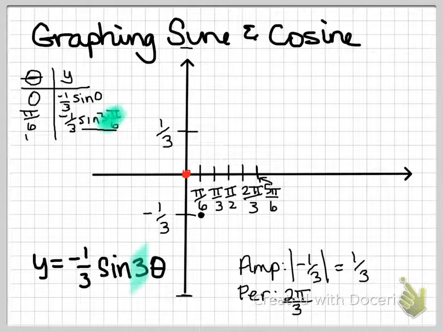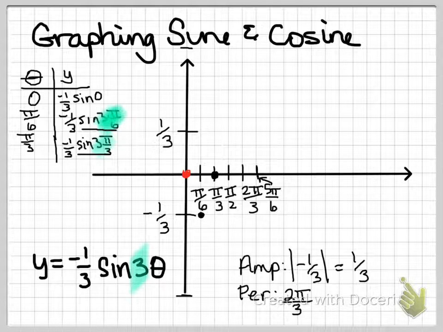Now we're going to put in pi over 3. Negative 1/3 times the sine of 3 times pi over 3. Well, multiply this first. 3 times pi over 3 equals pi. So then what I'm really finding is the sine of pi. The sine of pi is 0. Negative 1/3 times 0 is 0. Okay, so it looks like I've got my valley there.